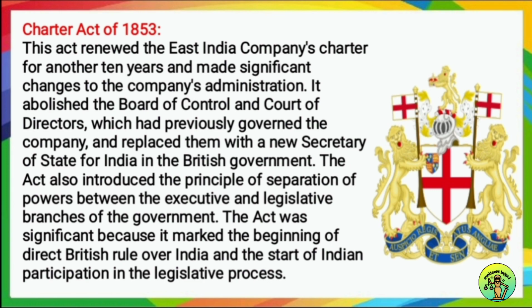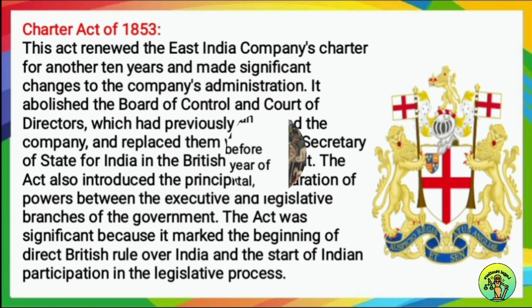Charter Act of 1853. This act renewed the East India Company's charter for another 10 years and made significant changes to the company's administration. It abolished the Board of Control and Court of Directors, which had previously governed the company, and replaced them with a new Secretary of State for India in the British government. The act also introduced the principle of separation of powers between the executive and legislative branches of the government. The act was significant because it marked the beginning of direct British rule over India and the start of Indian participation in the legislative process.